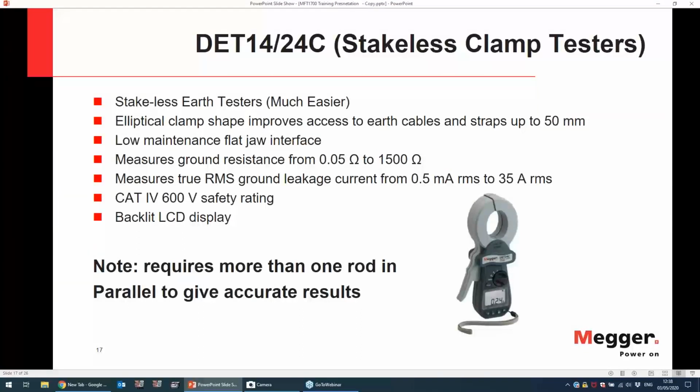But this tester will not give you a meaningful result or an actual value unless you have more than one electrode in the ground. If you have only one rod, no measurement will be able to be conducted. But in case you have more than one electrode, for a huge building or substations, this device is very, very good and very easy. You just connect the clamp around the rod and it will give you the earth resistance like that. No need to connect any stakes in the ground like I showed you in the presentation.